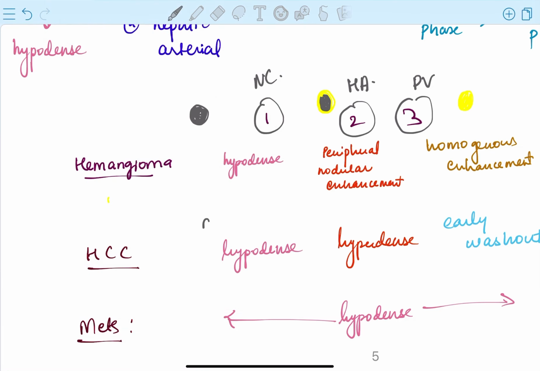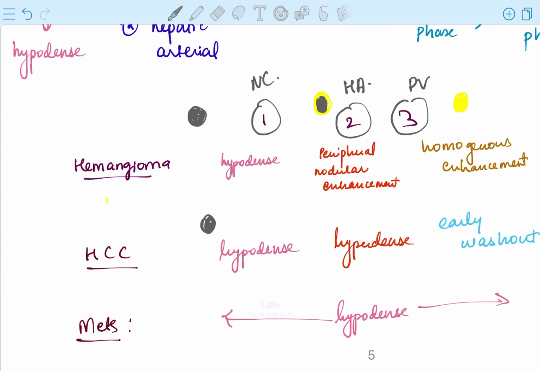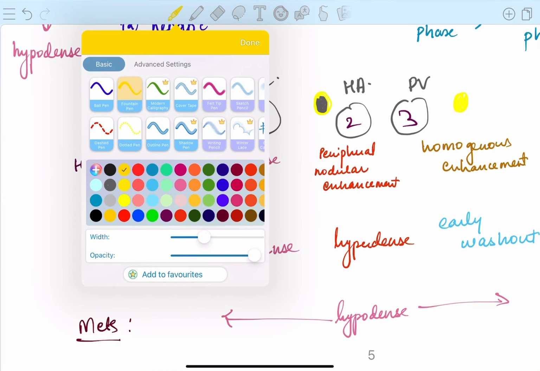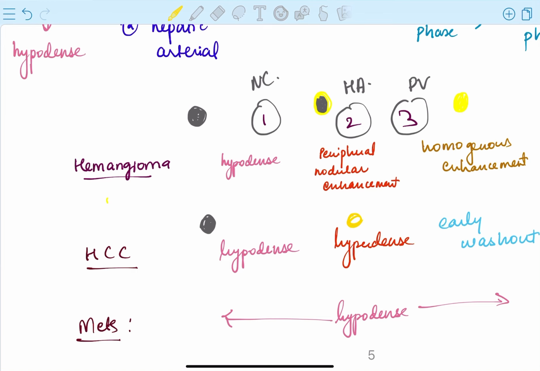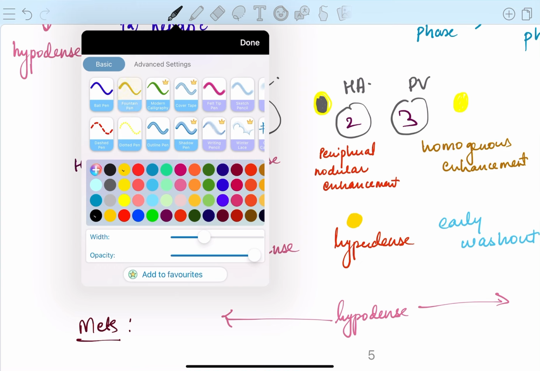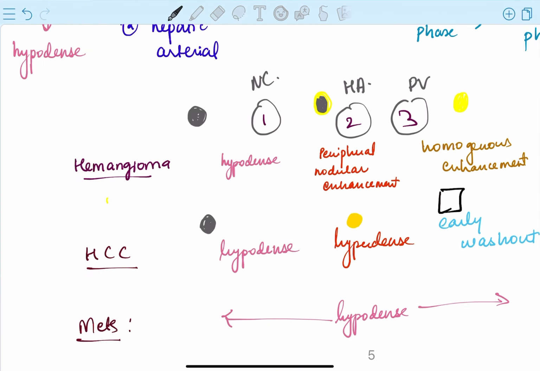Similarly, in hepatocellular carcinoma, you can see there is a hypodense lesion over here in the first phase, that is the non-contrast phase, whereas a hyperdense lesion can be seen in the hepatic arterial phase, and there will be a total washout. That is, you won't be seeing anything and no contrast will be seen. So there will be an early washout in the portal venous phase.